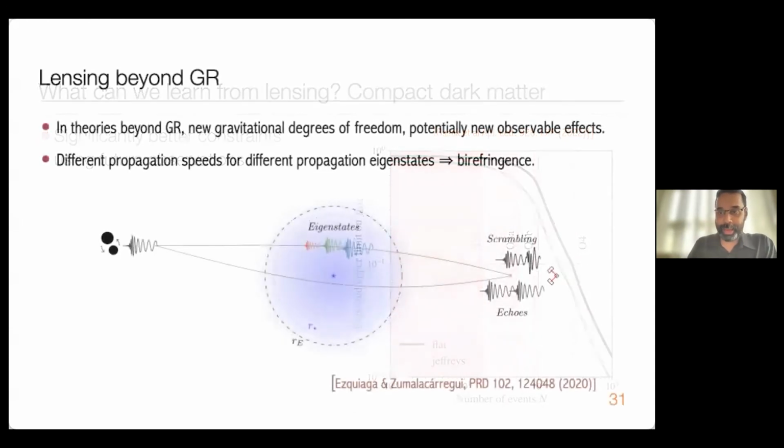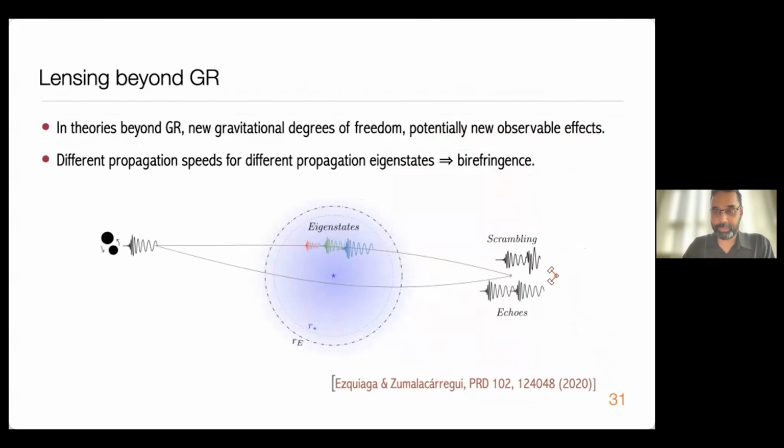So far, I've been discussing lensing entirely in GR. It's a fairly nascent field, and recently people have started looking at the effect of lensing of gravitational waves in alternative theories also. In general, they have discovered that in certain theories of gravity beyond GR, new degrees of freedom will be introduced, which can introduce potentially new observable effects.